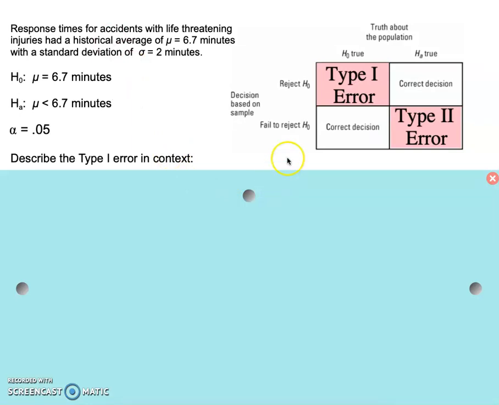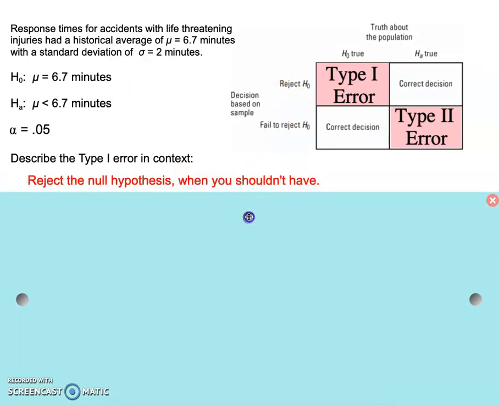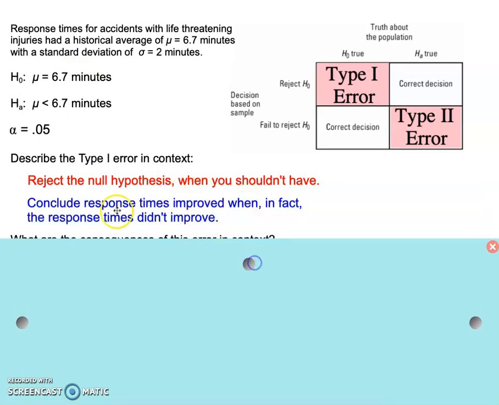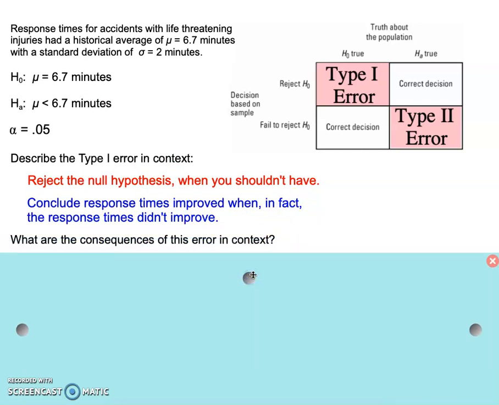Okay, let's see how you did on those. Type 1 error, that's where you rejected the null, but you shouldn't have. So, in the real context, rejecting the null would mean that you conclude the alternative. So you would have thought the response times did improve when in fact they didn't. Next question, what is the consequence of this error in the context of the problem? Pause, come back.